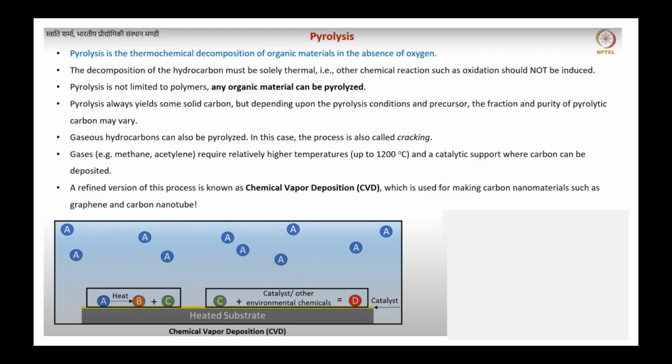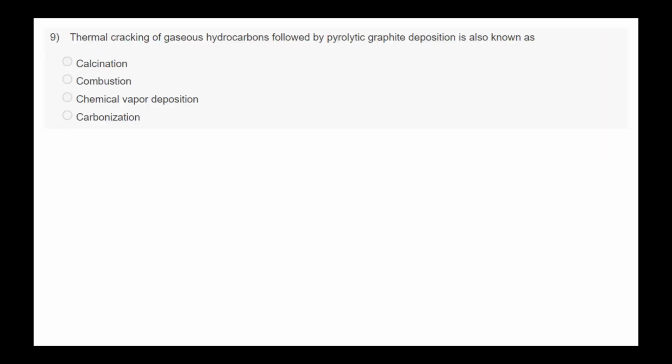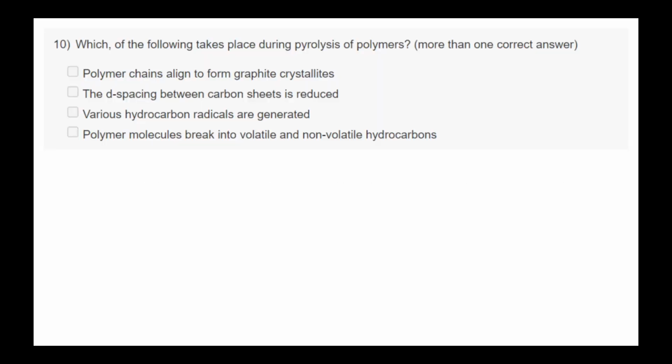In this case, the process is also called cracking. Gases require relatively higher temperature and a catalytic support where carbon can be deposited. A refined version of this process is also known as CVD, chemical vapor deposition, which is used for making carbon nanomaterials such as graphene and carbon nanotubes. So this is the CVD. So the answer is chemical vapor deposition, through which we can deposit this pyrolytic graphite.